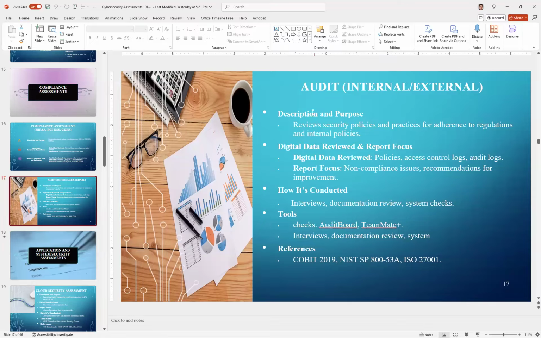I'm so sorry. Going back here, how it's conducted includes interviews, documentation review, and system checks. And some of the tools used are AuditBoard and TeamMate. Interviews, documentation, and review system. Your references are COBIT 2019, NIST SP 800-53A, and ISO 27001.